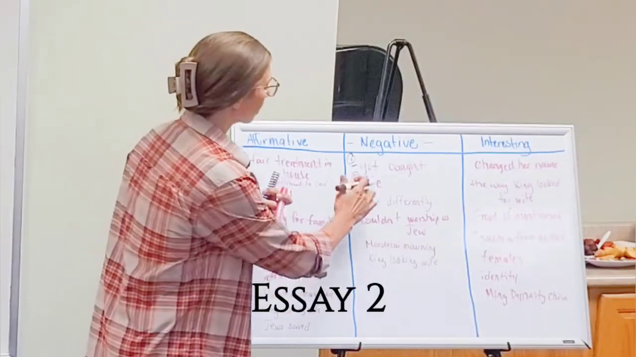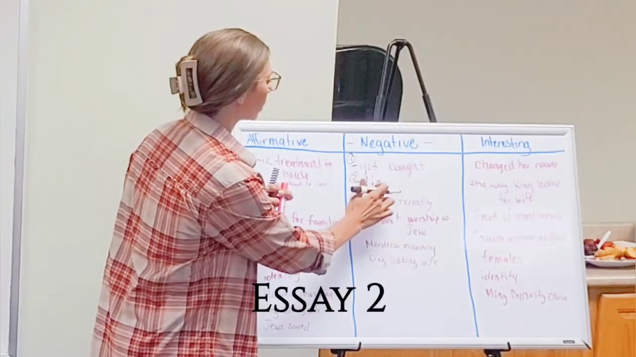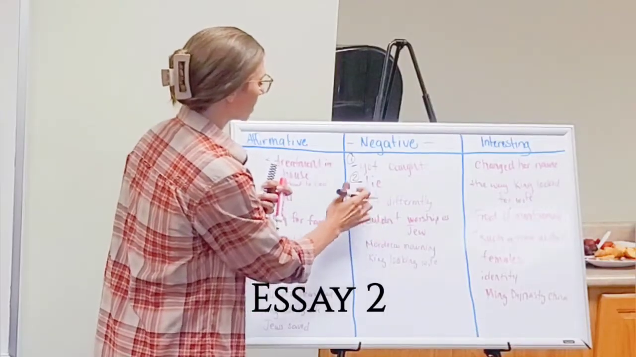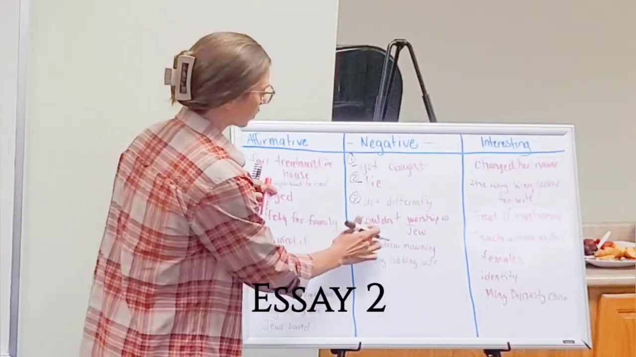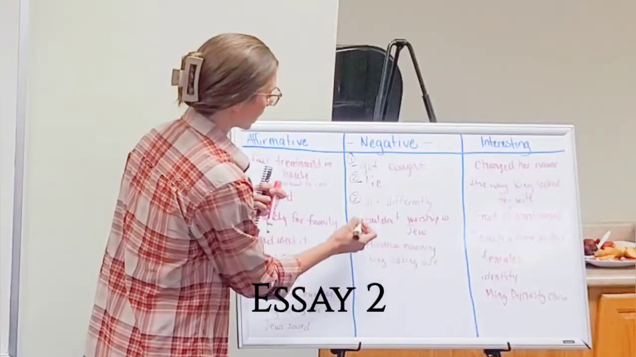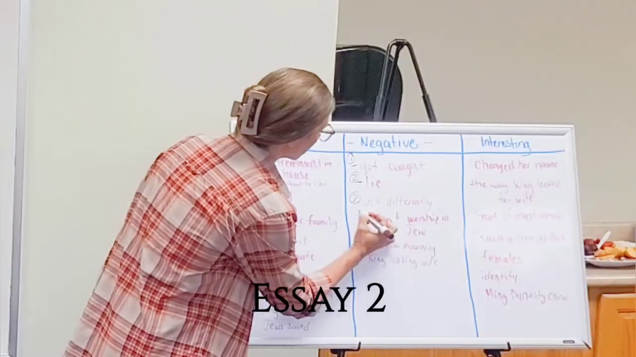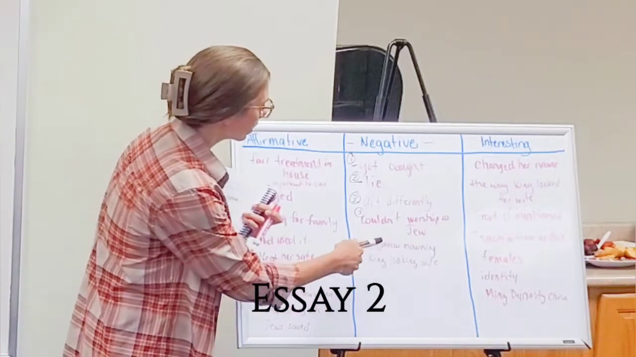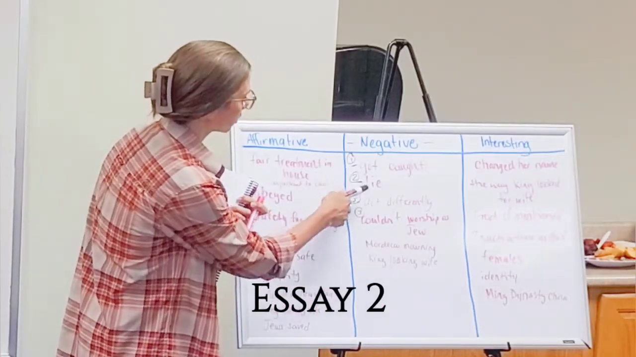Okay, the next one, lie. Well, that doesn't really go with, she could have got caught, so that's its own. She acted differently, that's its own. Okay, the next one, she couldn't worship as a Jew. Well, I could relate that to number 3, so I'll put a number 3 by that. Mordecai was mourning. Does that relate to 1, 2, or 3 in any way?